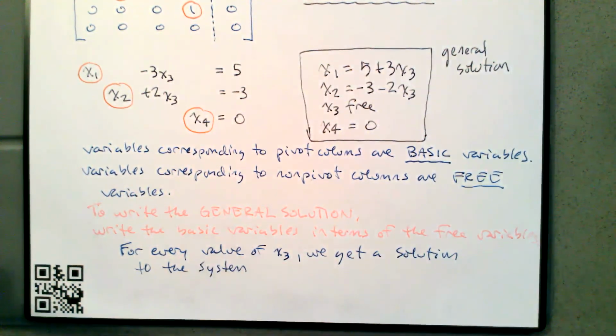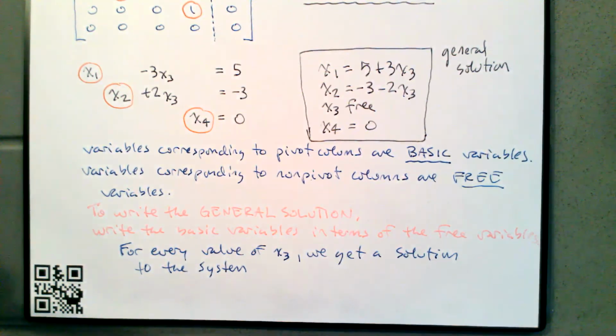So since we have a free variable, that means we're going to have infinitely many solutions, because for every value of x3, we get a different solution to the original system. In this case, we've got a solution to the system that has one free variable. And so the general solution is our description of the solution set to the original system that we had before.